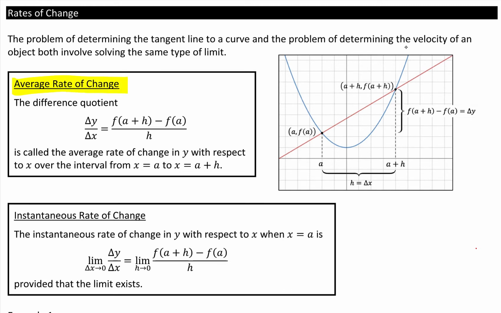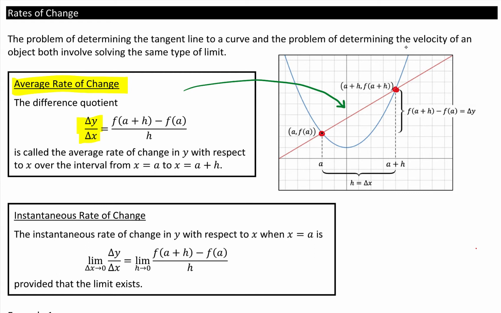And notice the average rate of change can be determined by the difference quotient delta y over delta x. So in our diagram here, the average rate of change will help us find the slope of the line between the points A and A plus h. So here's the point A, and here's the point A plus h.